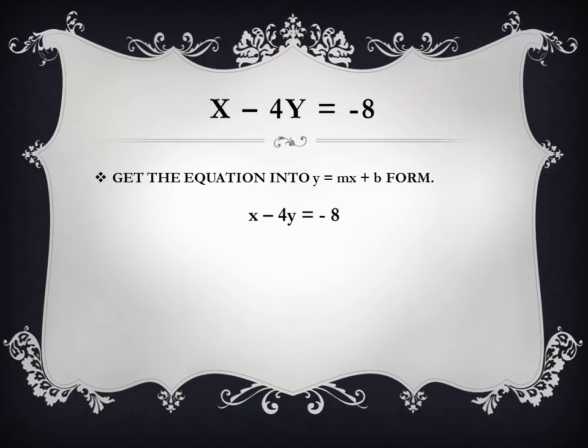Again, we need to move our x term to the other side, so since x is positive, we need to subtract it from each side. We're left with negative 4y equals negative x minus 8. Our last step is to get y by itself, so we need to divide each term by negative 4. That leaves us with y equals 1/4 x plus 2, because remember, a negative divided by negative is a positive.